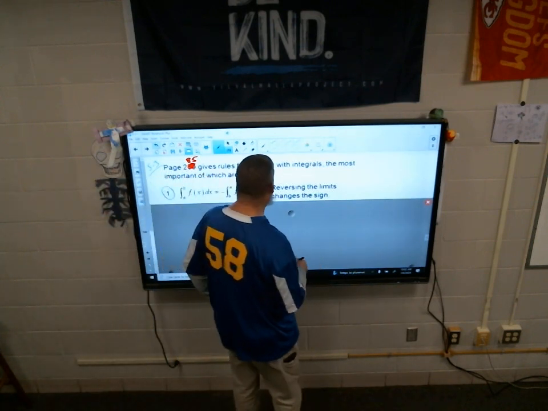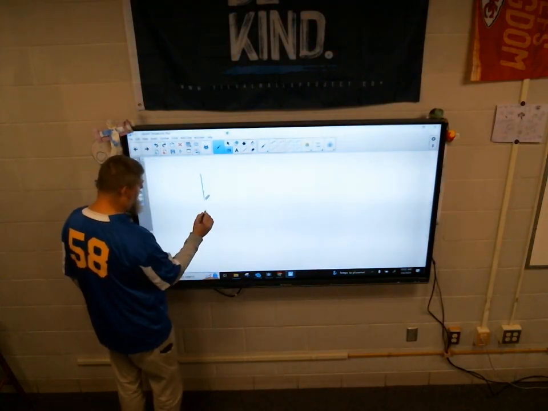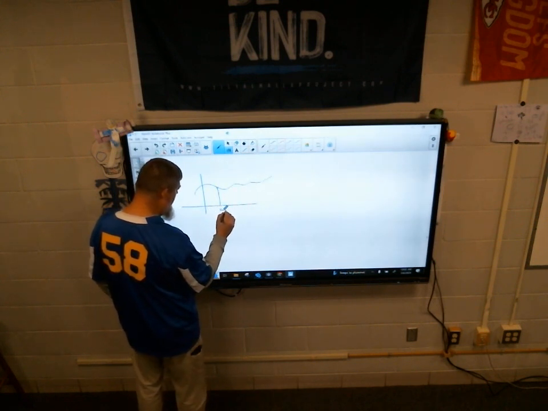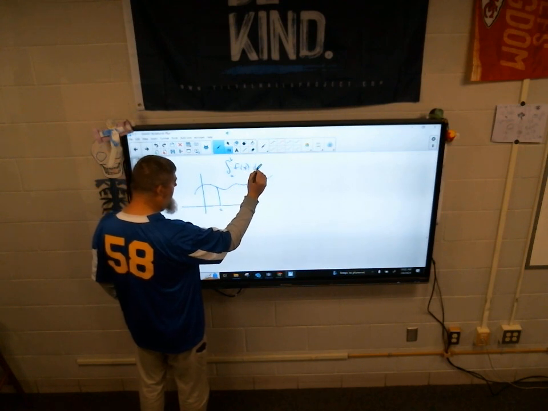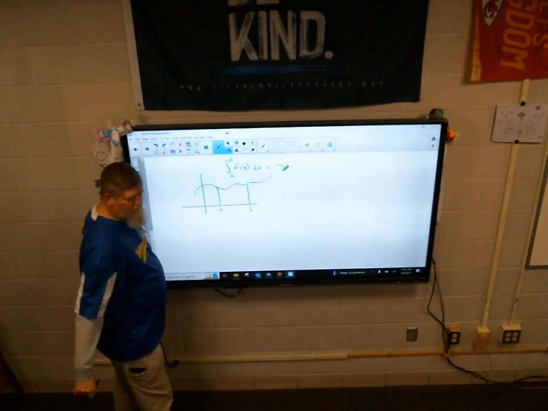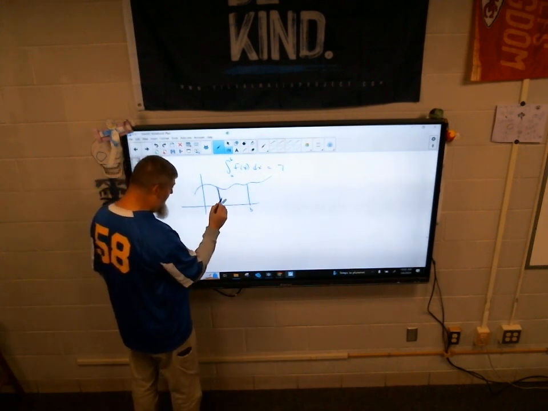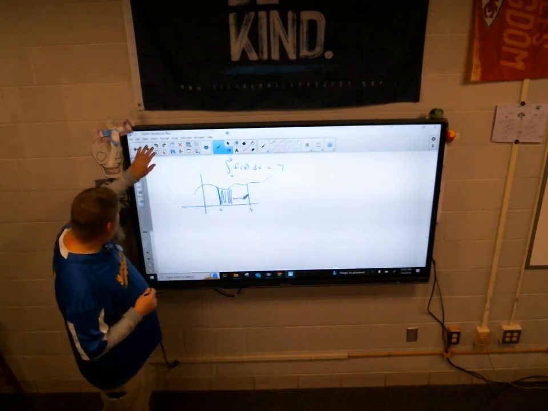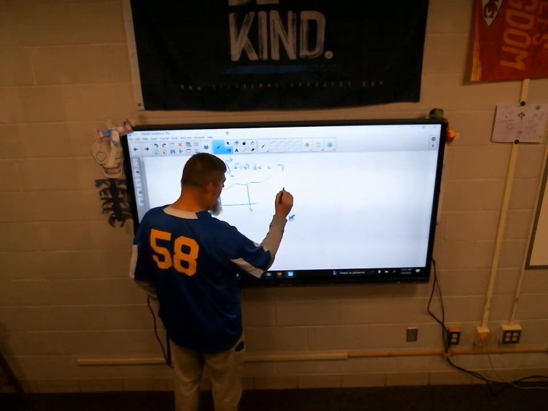So, I want this on the board so people can see it. If I'm asking for, let's say we have a function, and I'm going from A to B. And I say, okay, find the integral from A to B of f of x dx, and I tell you the answer is 7. That means, if you think about it, I'm putting in the rectangles from A to B, correct?